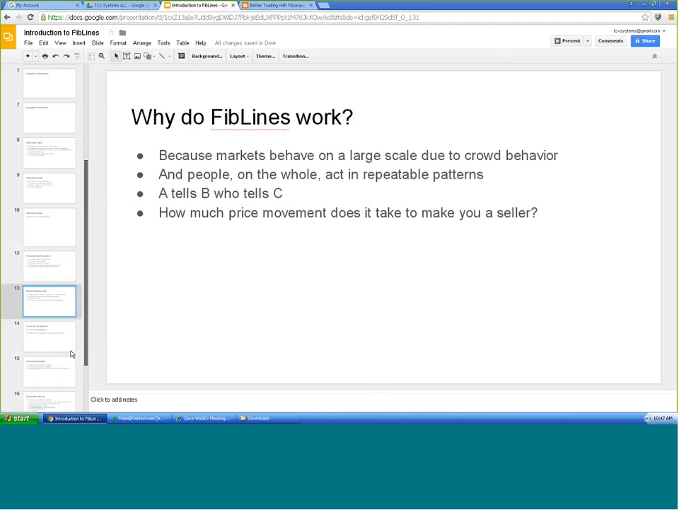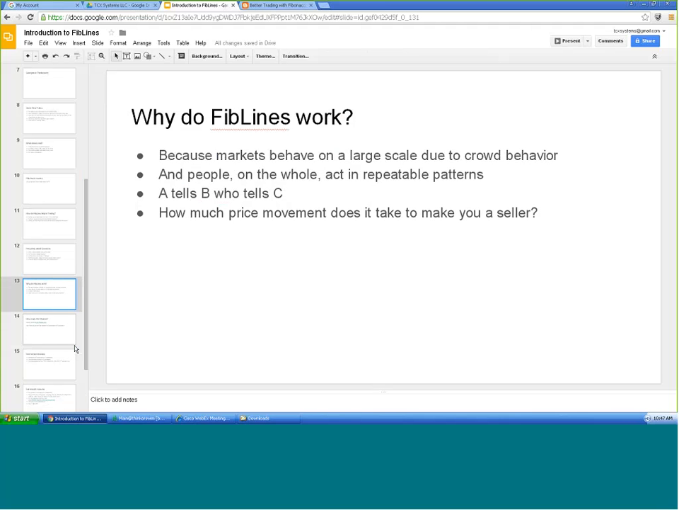Okay, why do they work? I believe FibLines work because markets are made of people, and people, on the whole, act in repeatable patterns. So one way to look at it is kind of like rabbits. Let's say you have somebody who likes a stock. They tell two of their friends, and one of those people tells two of his or her friends. So it sort of unfolds in a similar method as rabbits reproducing, where maybe half of the people go out and tell more, and half of them tell more, and so on.